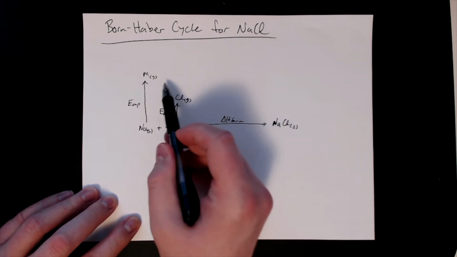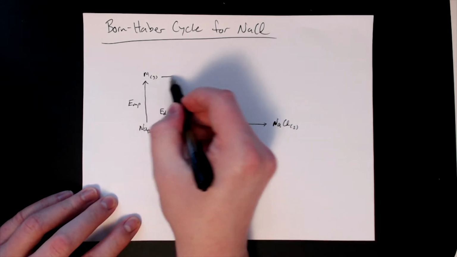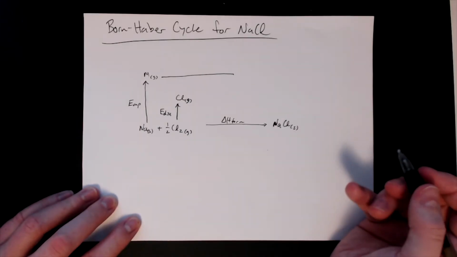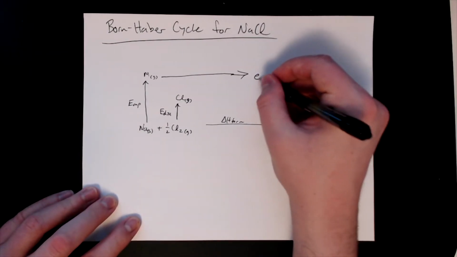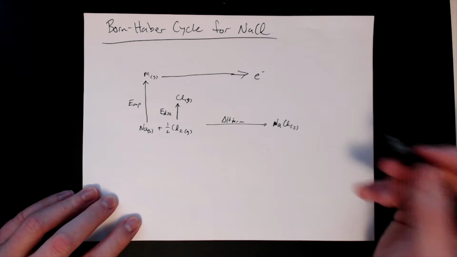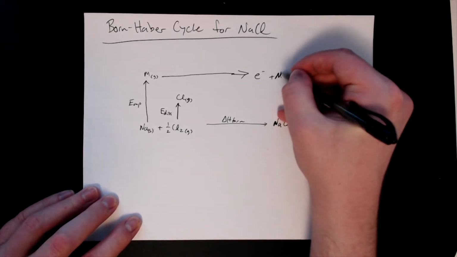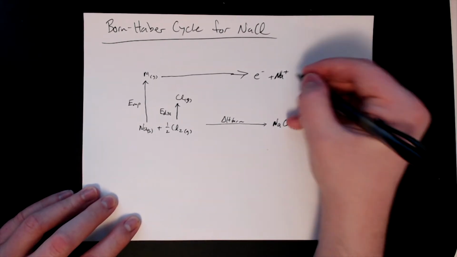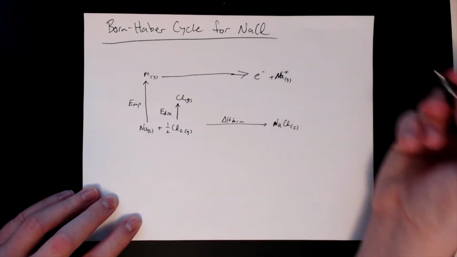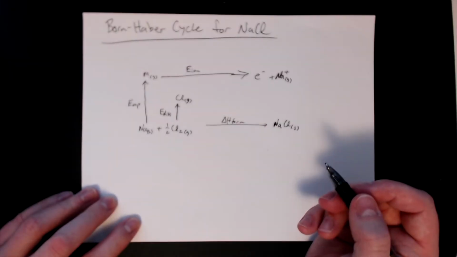And so to get this into an ion, this is going to be our cation. That means that we're stripping an electron to create this positive, and instead of M, sorry for that, it's going to be Na plus, right? And this is going to be a gas. So this is the ionization, so E ion.